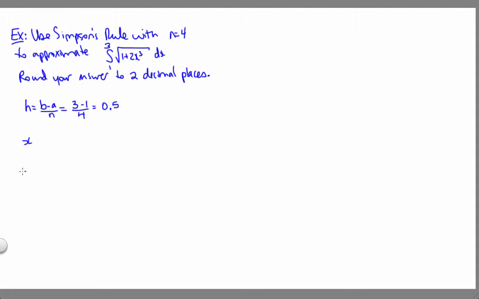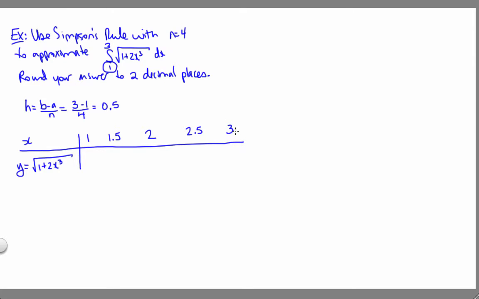Now we're going to make a table of x and y values, and the y values are going to come from whatever function it is that we're integrating. In this case, it's root 1 plus 2x cubed. Now our x values are going to start at the lower limit of integration, so that would be 1, and they're going to go up in steps of whatever our h value is. So we'll go up in steps of 0.5. So our x values will be 1, 1.5, 2, 2.5, and we'll go up as far as 3, which is our upper limit of integration.